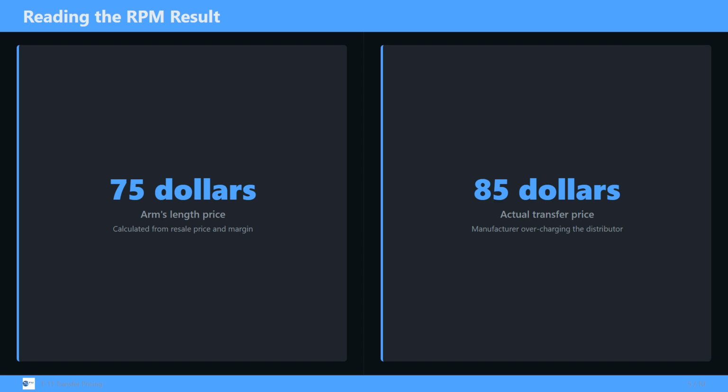Now suppose the actual transfer price the manufacturer charged the distributor was $85, not $75. $85 is higher than the $75 arm's length price, which tells us the price is too high. The manufacturer is overcharging the distributor, and that pulls income away from the distributor and back to the manufacturer. This is exactly the kind of mismatch that triggers an IRS adjustment under the arm's length standard.